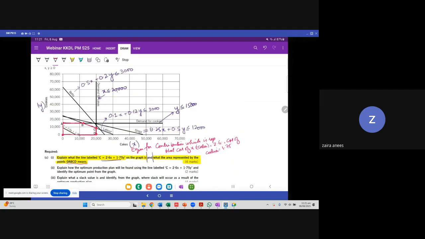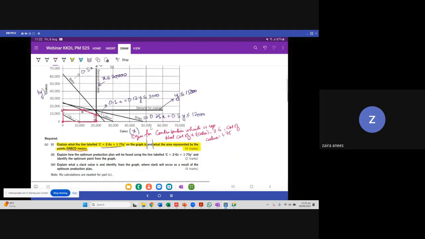This area is showing the feasible area, right? And what do you mean by feasible area? Feasible area basically represents an area where all constraints can be satisfied. Simple plain English, right? Feasible area represents an area where all constraints can be satisfied, and I think that's fine, right? So these are two marks. You can say 2 marks for part A and 2 marks for part B.